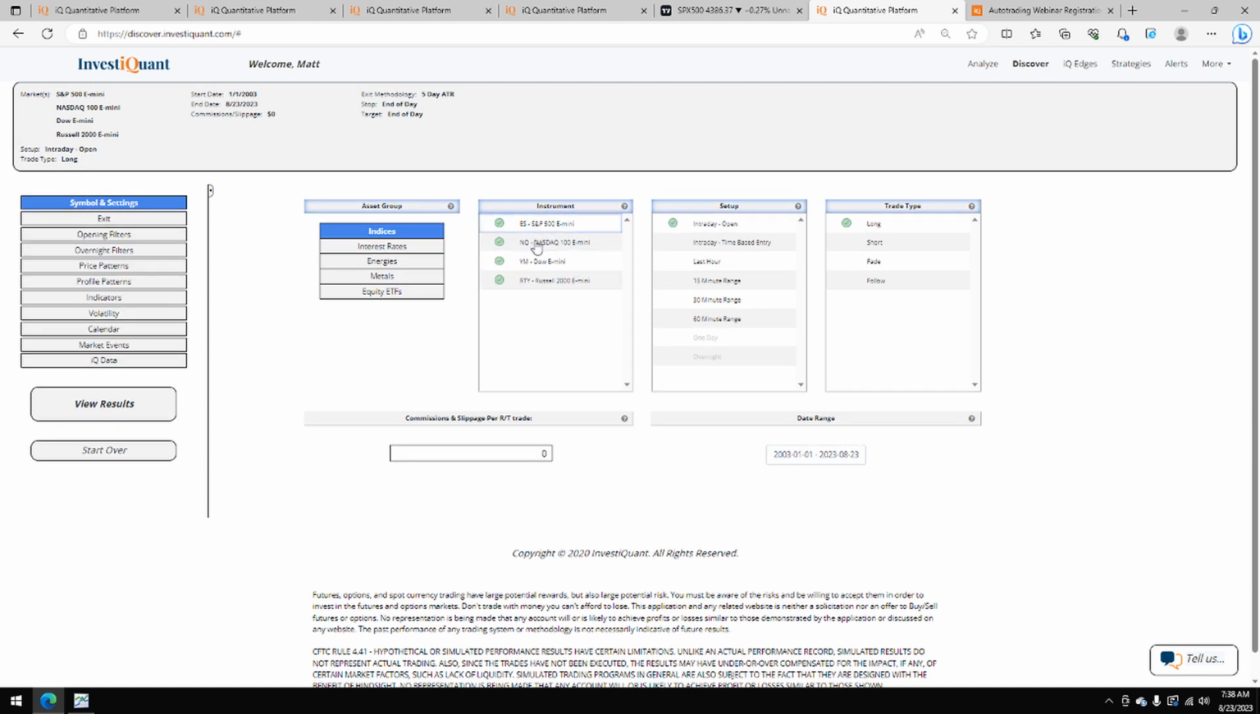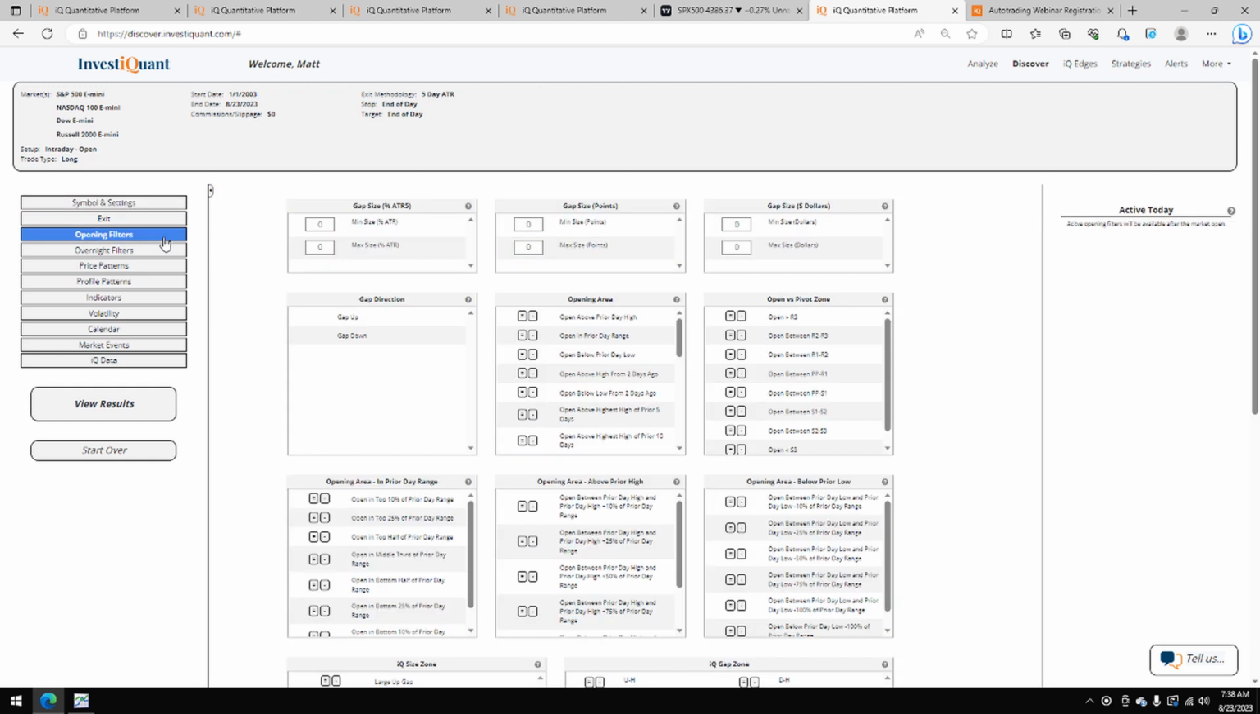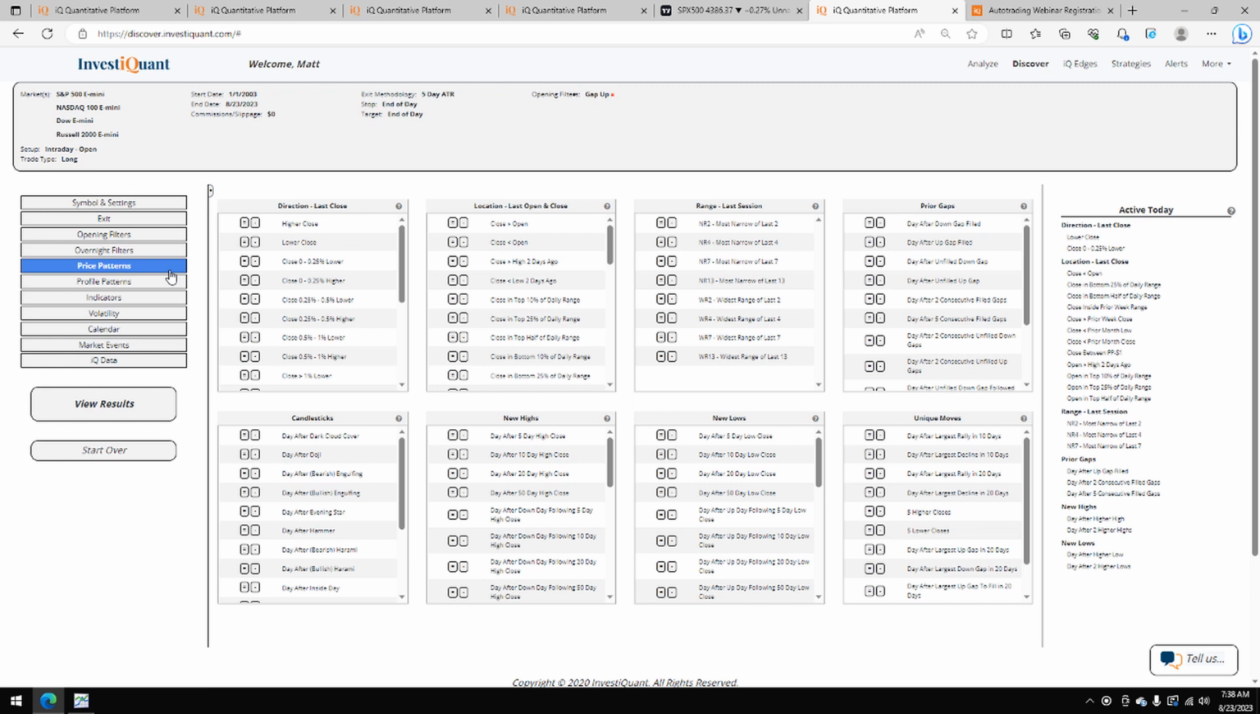I've got all 4 instruments selected. Our setup's based upon entering long at 9:30 a.m. Eastern Time, exiting at 4:15 p.m. Eastern Time. Now, currently the market's trading higher in the overnight session, so within the opening filters library, I've clicked on Gap Up. Next thing I want to do is describe yesterday's price pattern.